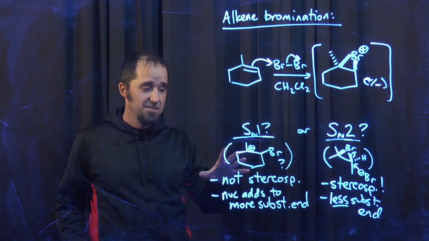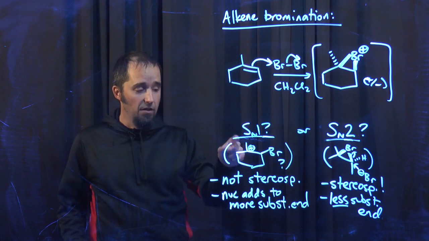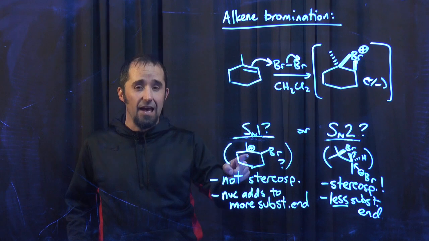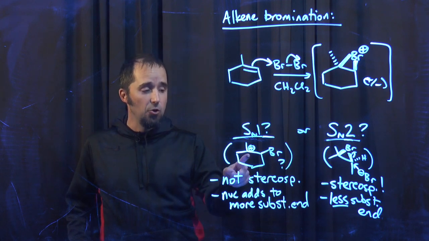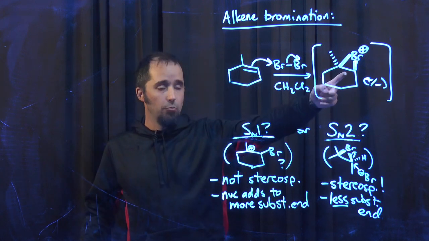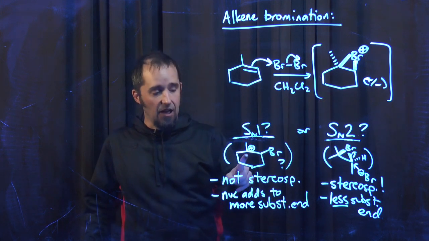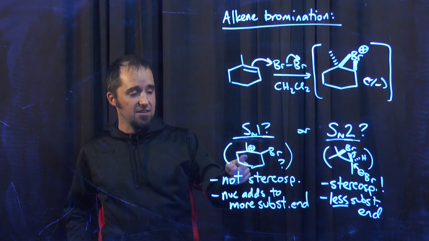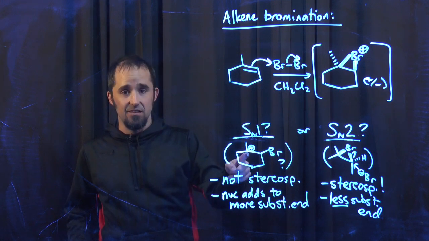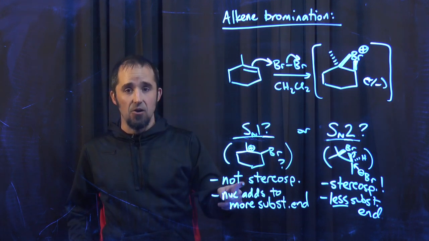Here's our choices. We've got SN1, thinking about a carbocation. If I am actually going through a carbocation and not this weird bromonium ion thing, then I know a lot about this cation. I know that whatever adds next could add to either face of this thing, so it's not stereospecific.